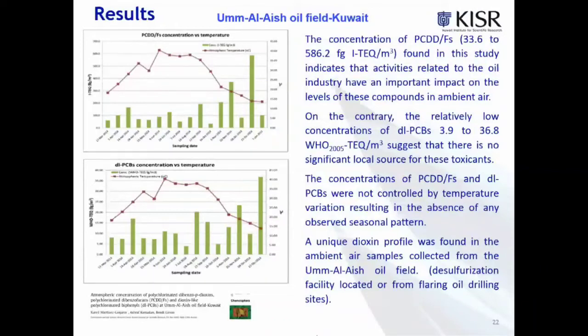Additionally, the concentrations of dioxins and dioxin-like PCBs were not controlled by temperature variation, resulting in the absence of any observed seasonal pattern. A unique dioxin profile was found in ambient air collected in this oil field, and we don't know why, but we hypothesize that the desulfurization facilities located off flaring oil drilling sites are the main sources of this unique profile.